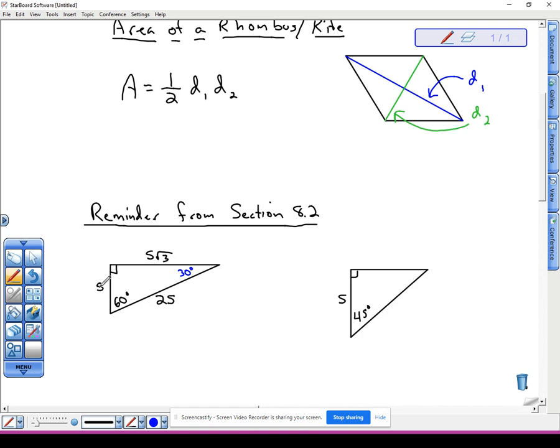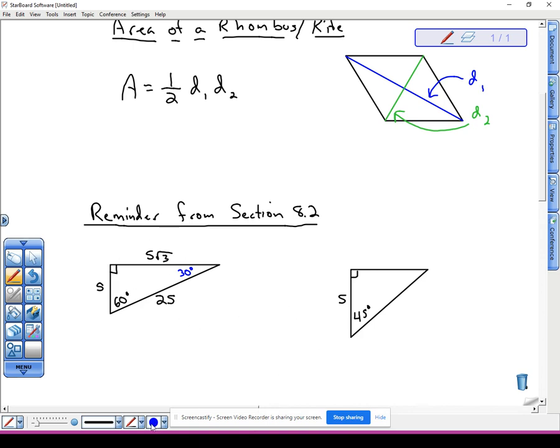If I'm given the short leg, I can multiply it by root 3 and I'll have the length of the long leg. If I'm given the short leg, I can multiply it by 2 and I'll have the hypotenuse. Similarly, though, if I'm given the hypotenuse, I could cut it in half to get the short leg. If I knew the long leg, I could divide it by the square root of 3 to get the short leg. There's a relationship between all these sides.